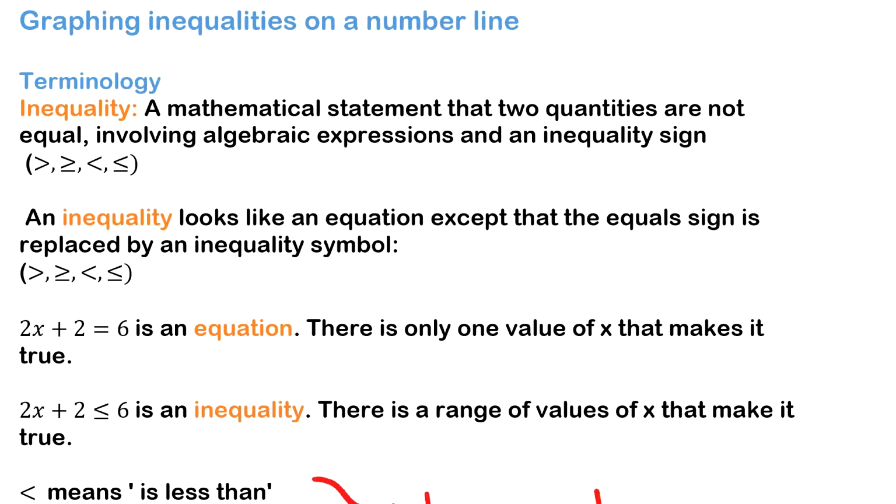On your screen, you can see 2x + 2 = 6. That is an equation. There's only one value of x that makes it true. 2x + 2 ≤ 6 is an inequality. There is a range of values that make that true.